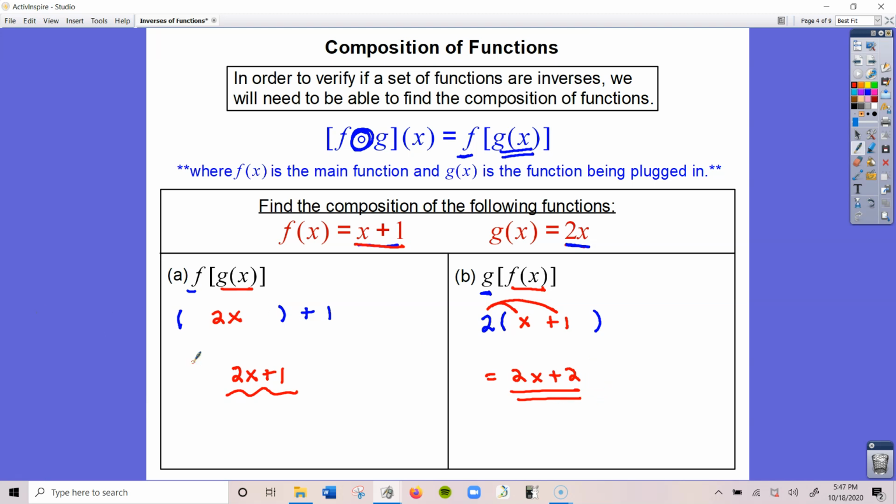So these are how you do compositions. So remember, the first letter, the one that is on the outside, that is your main function. It is going to be the one that you copy down first. And then where you put your parentheses to represent your x's, that's where you put the second function, the one that is on the inside.